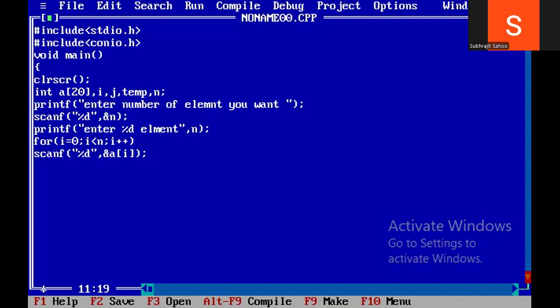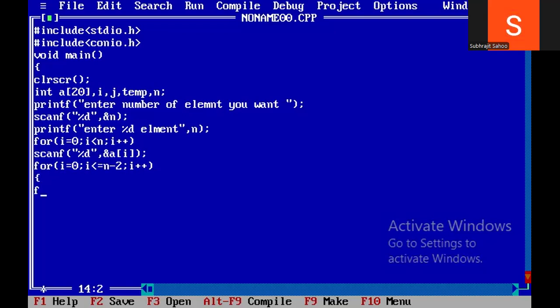Okay, now my input part is over, elements entered. That means I entered the elements in random order, but I now want to sort them. Logic: for i equal to 0, i less than or equal to n minus 2, i plus plus. I told this logic in the Paint software where I explained it.